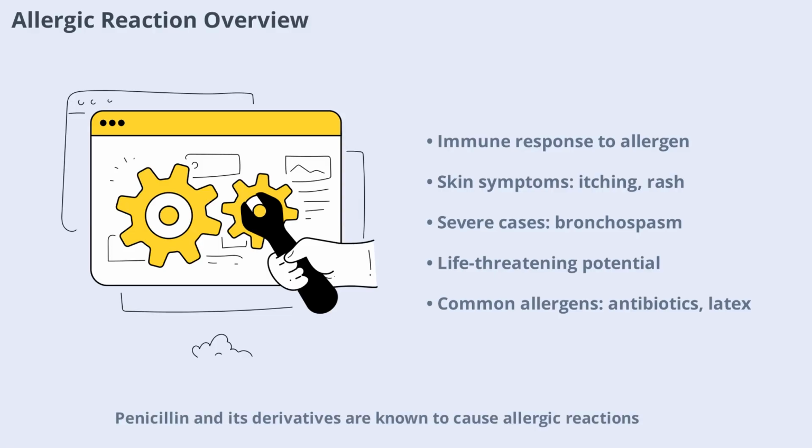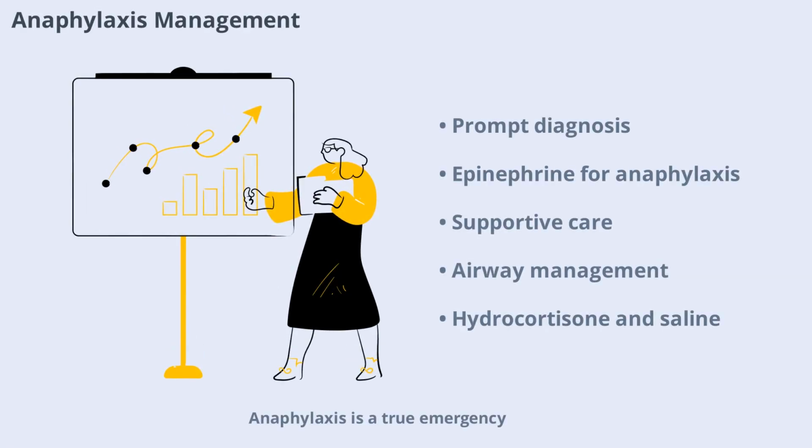Penicillin and its derivatives are known to cause allergic reactions, including true anaphylaxis. The most commonly affected organ is the skin, resulting in itching, redness, and rash. Severe cases may involve bronchospasm, laryngeal edema, and laryngeal spasm, which can be life-threatening if not managed promptly. Anaphylaxis is a true emergency requiring prompt diagnosis and urgent management.